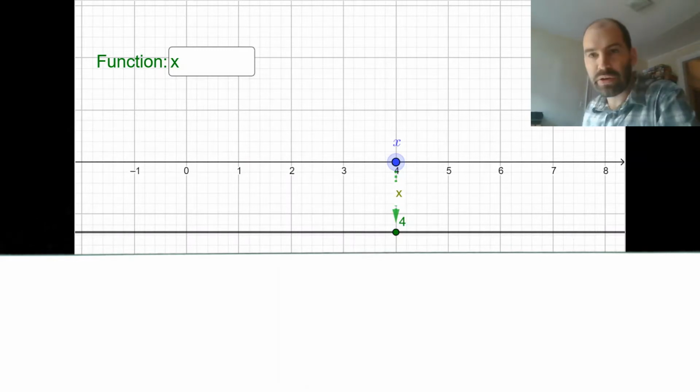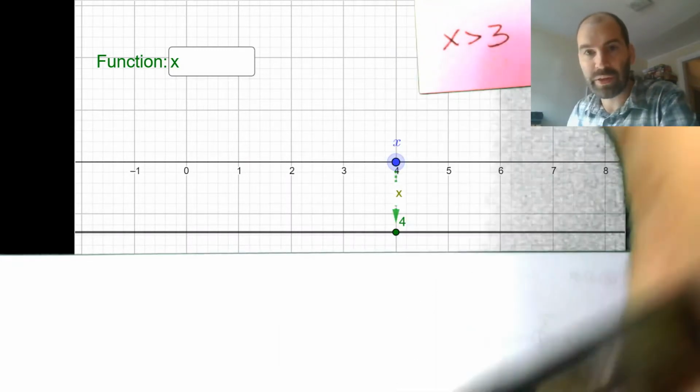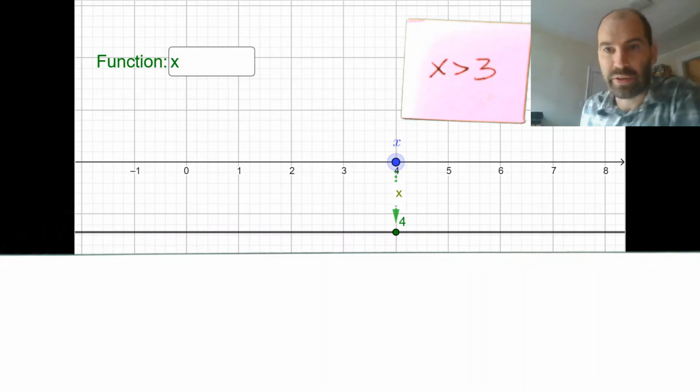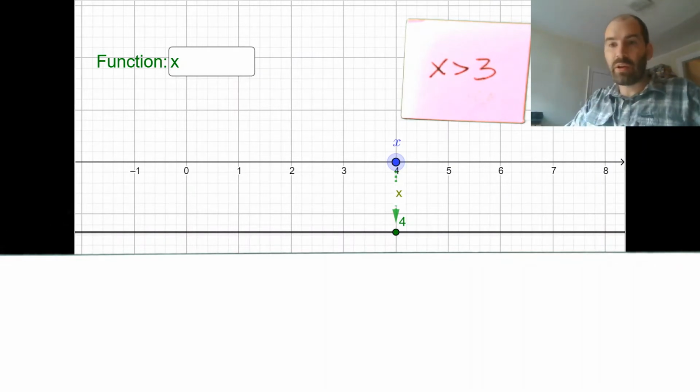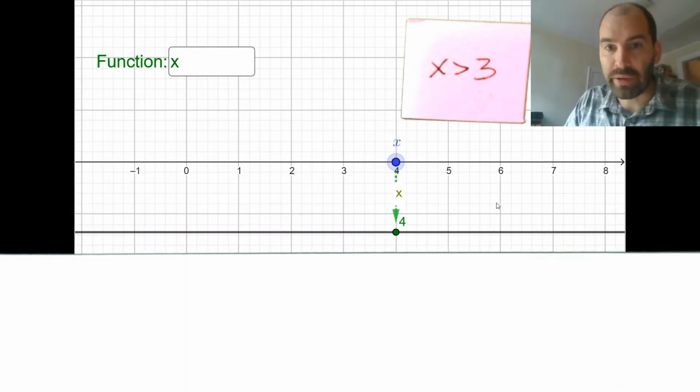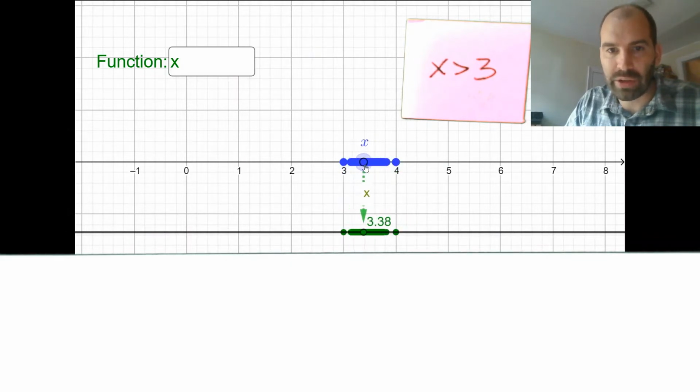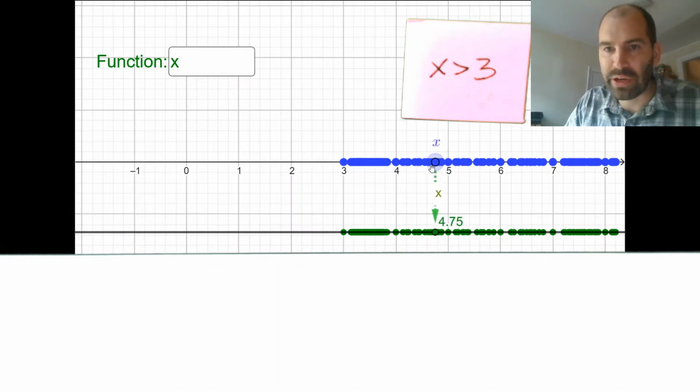Okay, so what I want to do is think about the inequality x is greater than 3. What would that inequality look like if we graphed it on a number line? Well, we can use this program here. It's going to sketch out a graph of what that would look like. So I'm graphing everything to the right of 3. We'd shade everything to the right of 3 here.